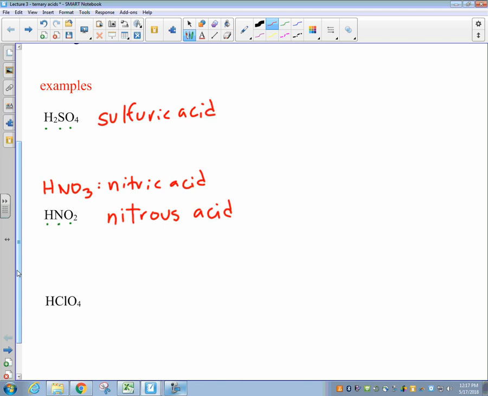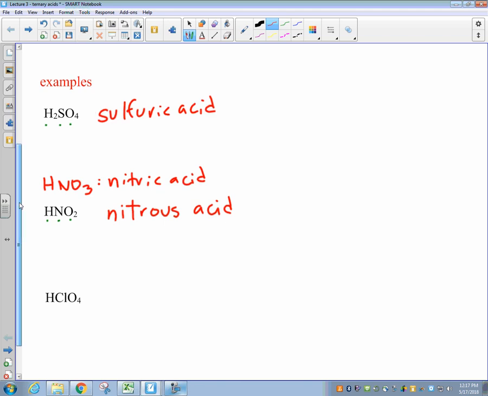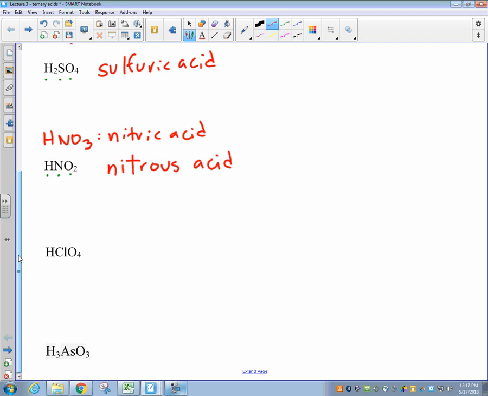And we're done with our second example. Now go ahead and move on to the third example right here. This next species is HClO4. Again, recognize that this is hydrogen plus a nonmetal plus oxygen: hydrogen, chlorine, and oxygen. This is again a ternary acid. Find the parent of that ternary acid on your common ion sheet in the bottom left-hand corner.